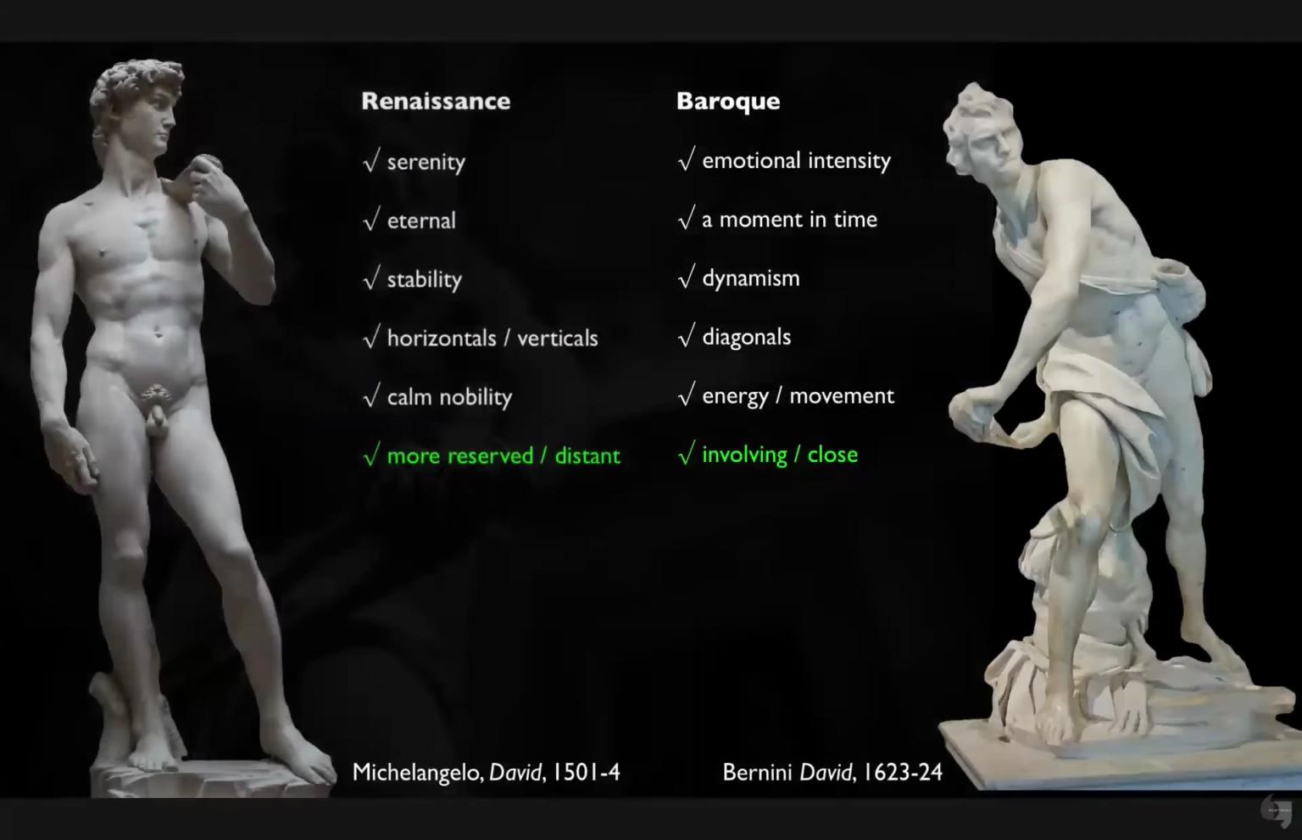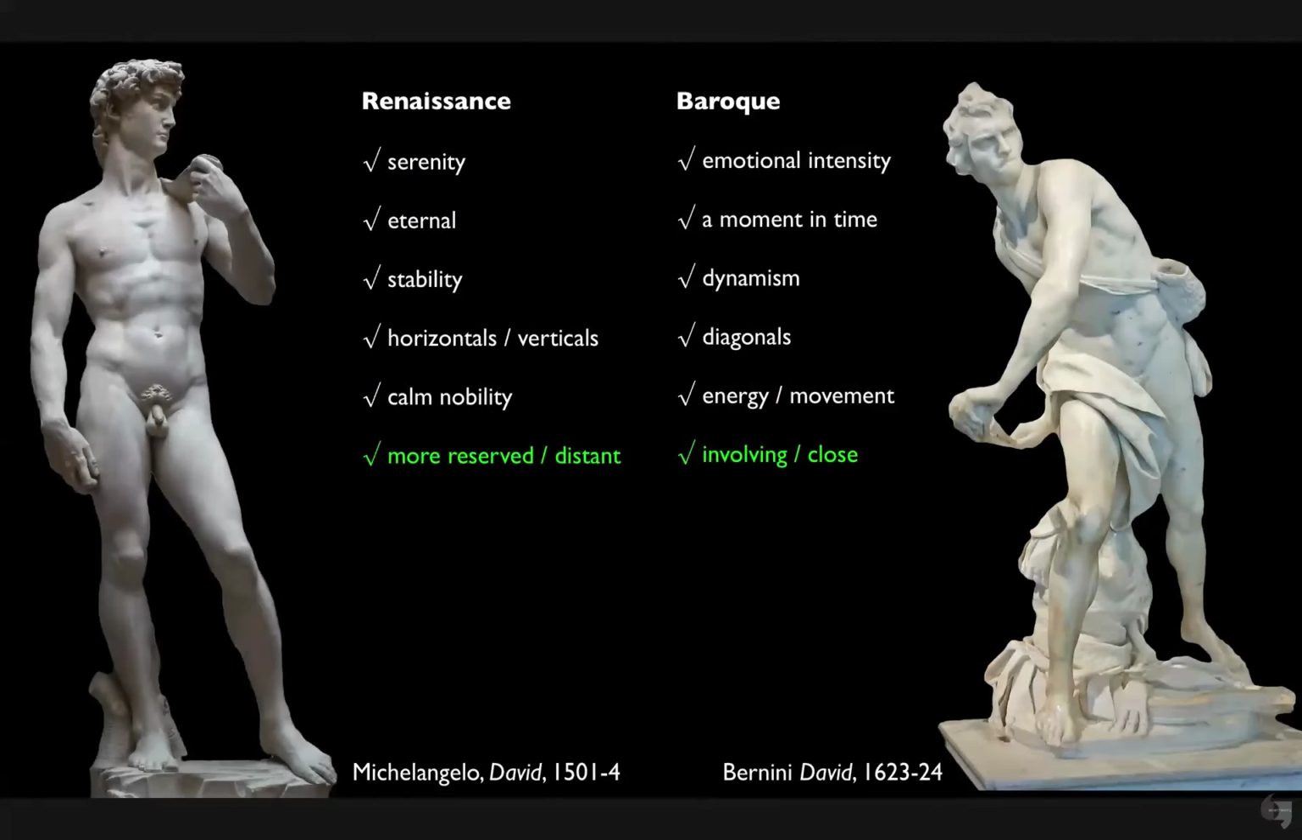With Michelangelo's David, we maintain a polite distance. Its ideal beauty is there for us to contemplate. But Baroque art does something different. Instead of appealing to our minds, it appeals to our bodies. It appeals to our emotions. Michelangelo's David looks like a god.